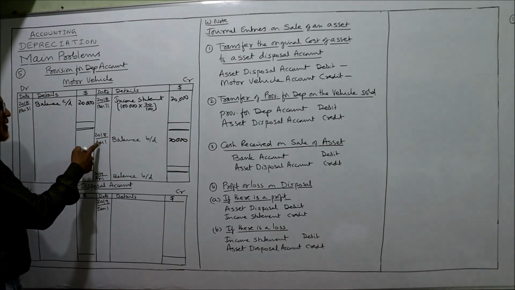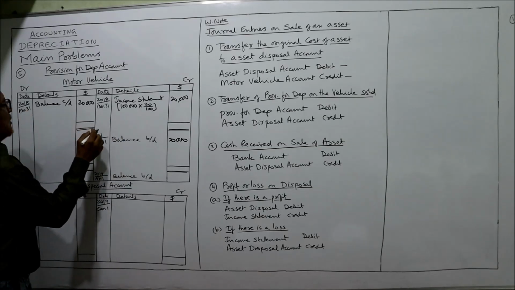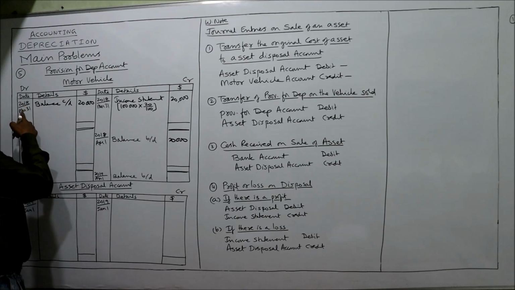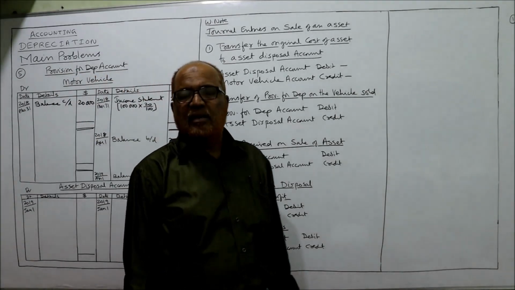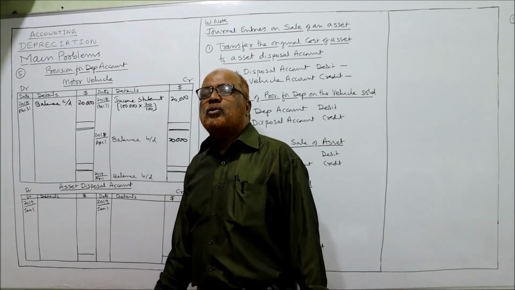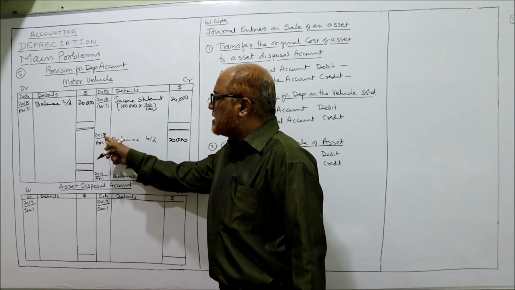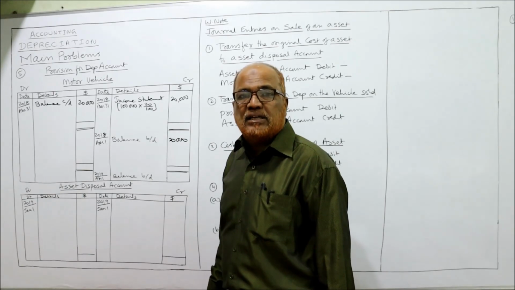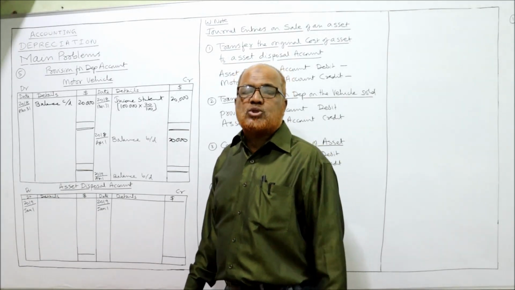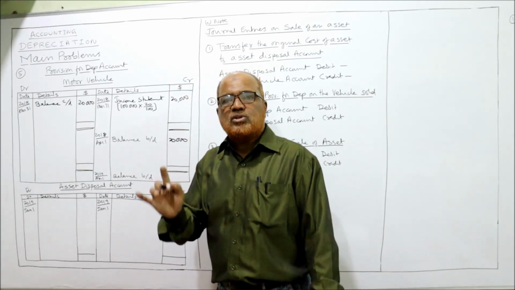Now we are in the next year, 1st April 2018. The year ended on 31st March 2018, then the next year will begin from 1st April 2018. Now this year will go up to 31st March 2019. But before 31st March 2019, on 1st January 2019, one of the vehicles was sold.